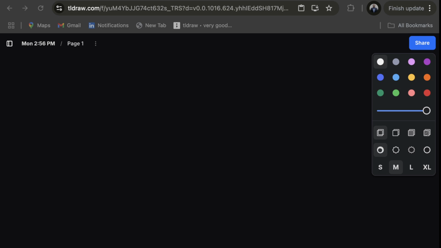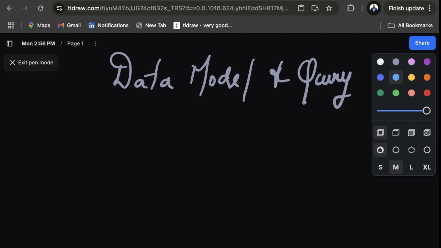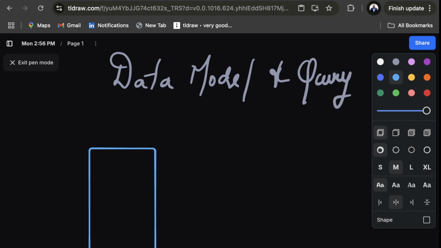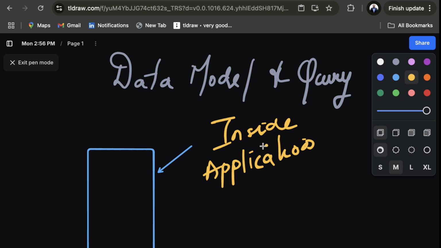Now, the best known data model. So, data model and query, right? If this is my application, the data inside this application will be held in some sort of data structure. That can be any data structure, a linked list or something else. The moment you say data structure, you are inside the application.